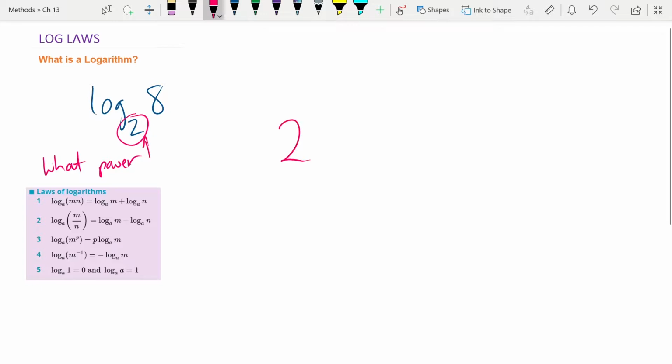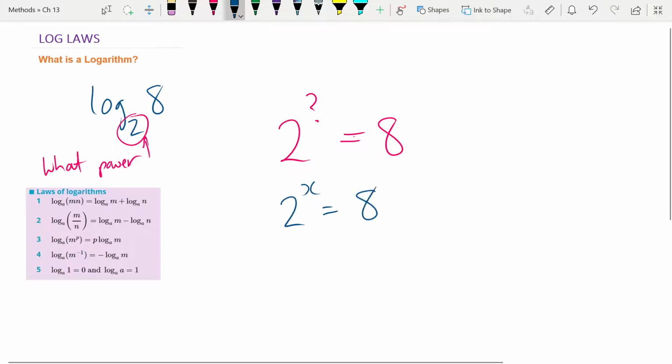So I could write that as 2 to some unknown power equals 8. Or, alternatively, using algebra, we could say 2 to the power of x equals 8. So we could say, therefore, x is equal to log to the base 2 of 8. In this example, 2 to the power of 3 would equal 8, so that whole thing would equal 3.